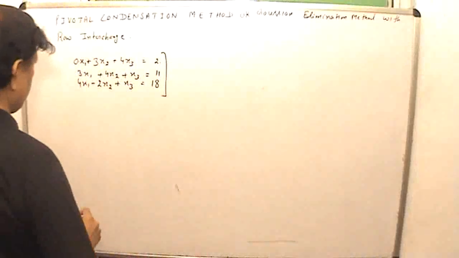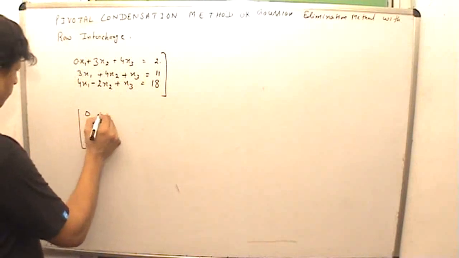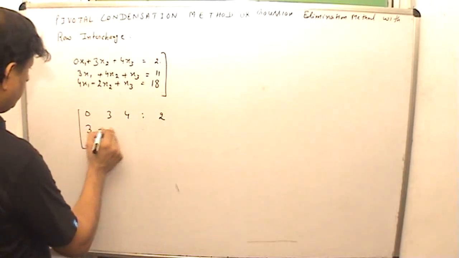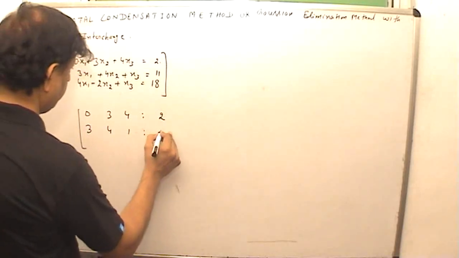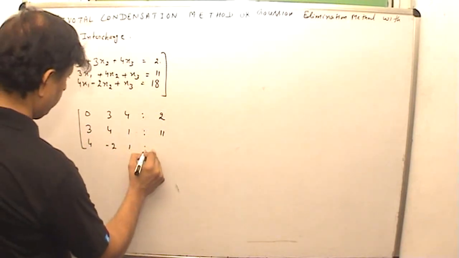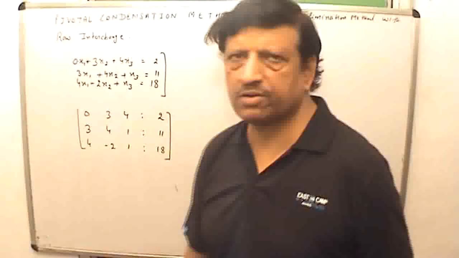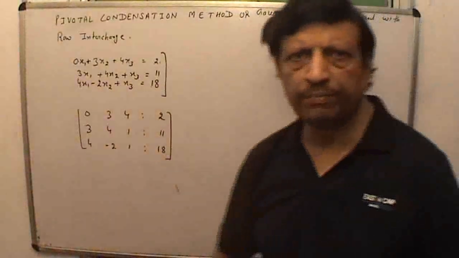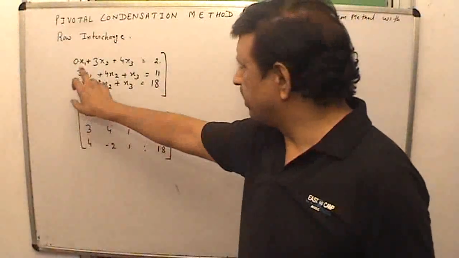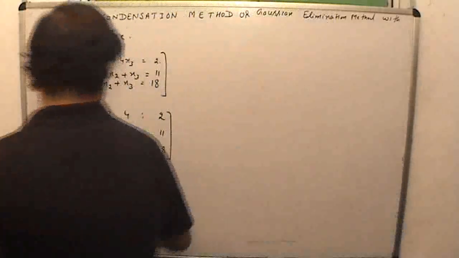Again the system is the same. First of all we will write it in matrix form. It is 0, 3, 4, 2; 3, 4, 1, 11; 4, minus 2, 1 and 18. It is the matrix of coefficients along with constants, and the variable which is missing we denote by 0.